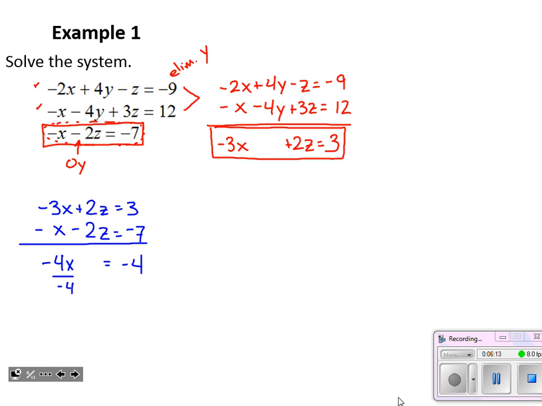If I divide both sides by negative 4, now I'm getting somewhere. X equals positive 1. And I just kind of put a little circle around that. I'm going to need that.